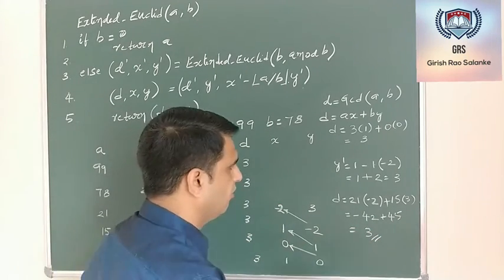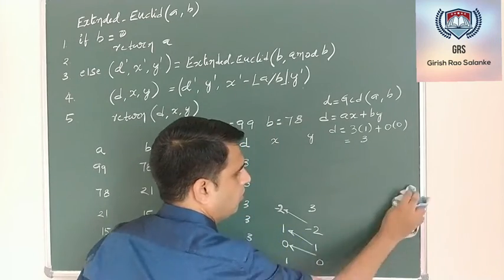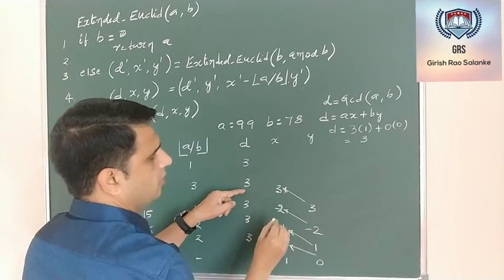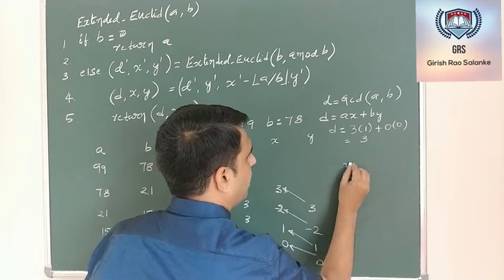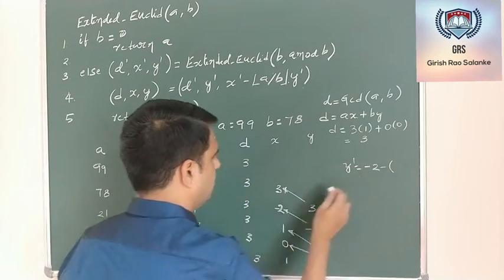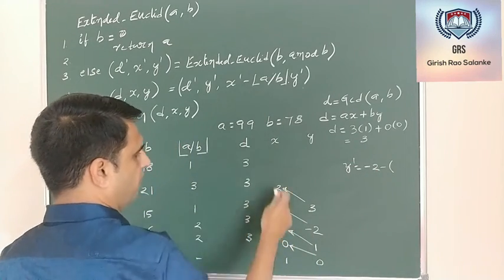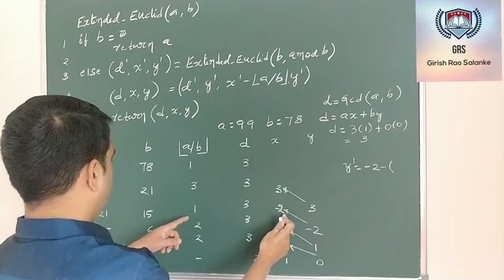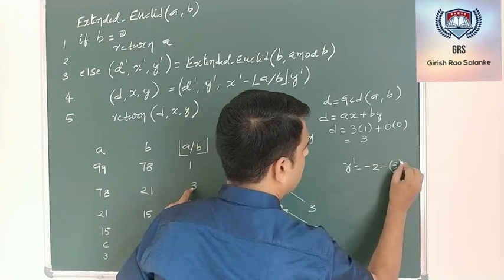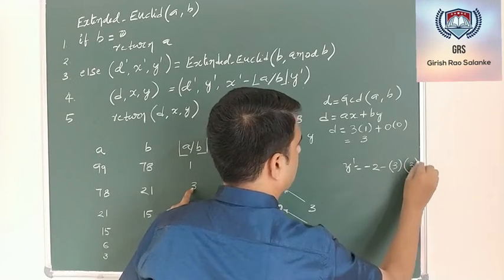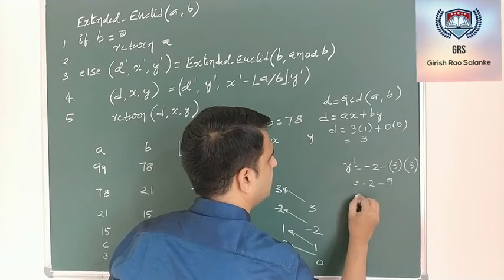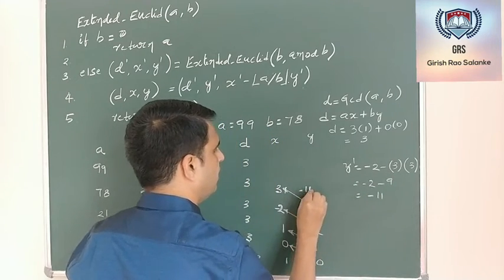Now similarly go for this iteration. So here it is 3. So Y dash is equal to minus 2, that is this one, minus 2 minus A divided by B. What is A divided by B? It is 3. 3 into 3. So this is minus 2 minus 9, which is minus 11. So this is minus 11.